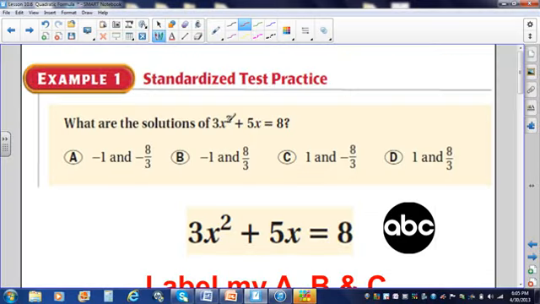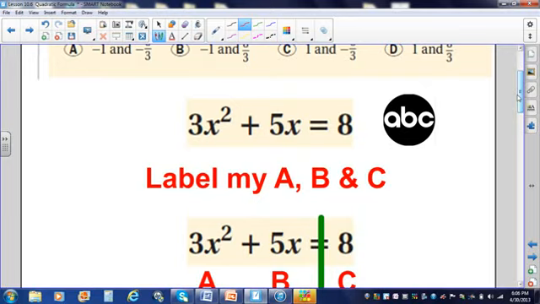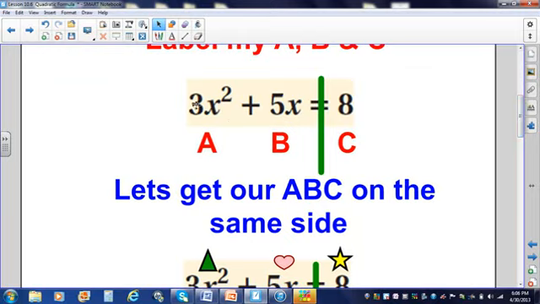Alrighty, please take a moment to write down the equation. 3x squared plus 5x equals 8. So we have our equation 3x squared plus 5x equals 8. Well, the first thing I want to do is label my A, B, C. So 3 is going to be A, 5 is going to be B, and 8 is going to be C.